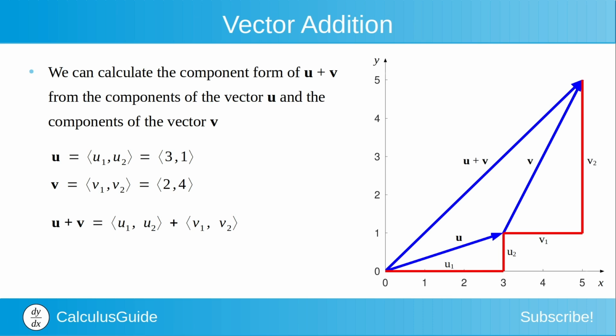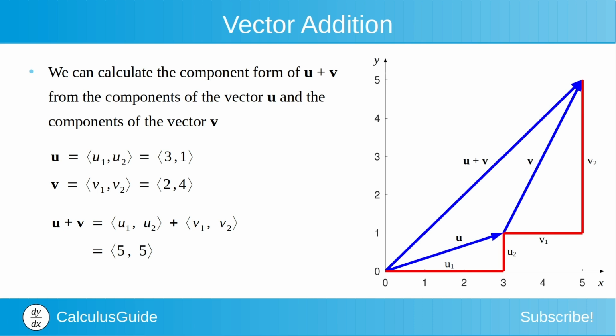u plus v is equal to ⟨u1, u2⟩ plus ⟨v1, v2⟩, which is calculated as ⟨u1 plus v1, u2 plus v2⟩. u1 is equal to 3, and v1 is equal to 2. u2 is equal to 1, and v2 is equal to 4. 3 plus 2 is 5, and 1 plus 4 is 5. So we've calculated the component form of the resultant vector u plus v from the components of the vector u and the components of the vector v.